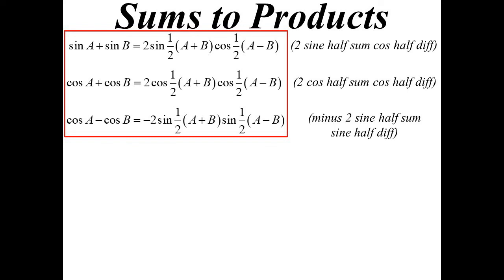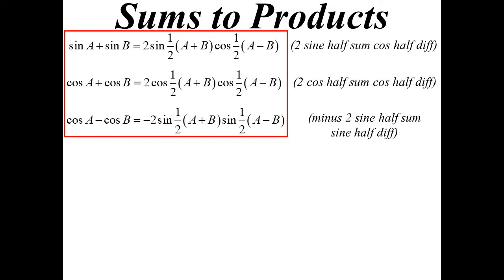Cos minus cos. Hang on a sec, there's a negative sign there. That's a bit different. There's your key, it's a bit different. So this one's different. Instead of going positive 2, I go negative 2, because that's different. Instead of ending with cos, I end with sine. That's different. And instead of starting with the same function, I start with the other function, because that's different. So we end up with minus 2 sine half sum sine half diff.